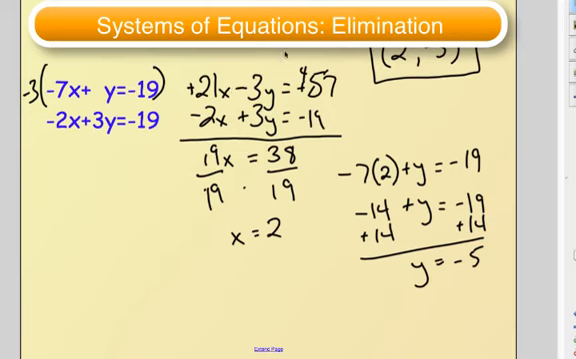So that's graphing inequalities. I didn't change the title on this. Sorry about that. This is systems of equations, elimination method. So systems of equations, elimination method.